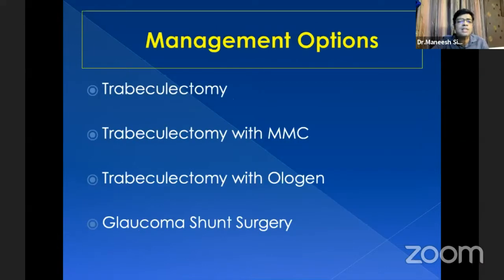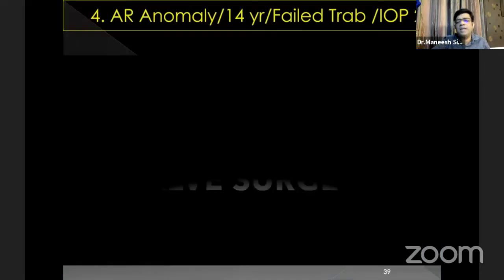So in this case, definitely we need to go for surgical intervention. Since the trab has already failed, no point doing another trab again. Personally, I have not used Ologen much, but whatever cases I've done, I've not found it to be great. But yes, glaucoma shunt is a very good option in this patient, considering it's a young patient with axon-filled anomaly, and already with a failed glaucoma surgery.